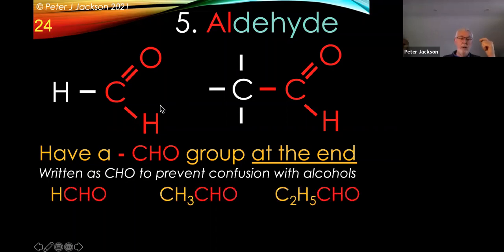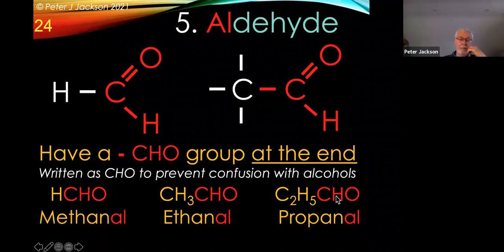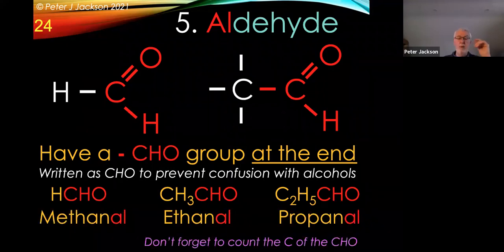So if we look at this one, it ends in CHO, so it's an aldehyde. It's got 1 carbon, so it's methanal. This one also ends in CHO. It's got 2 carbons, so it's ethanal. This one ends in CHO, so it's an aldehyde. It has 3 carbons, so it's propanal. Right? Don't forget to count the C of the CHO when you're working out its name.